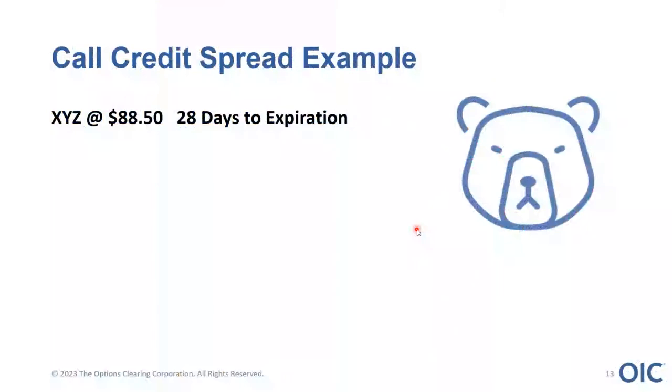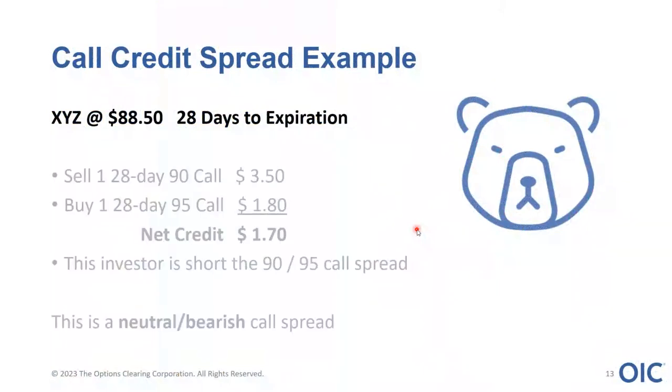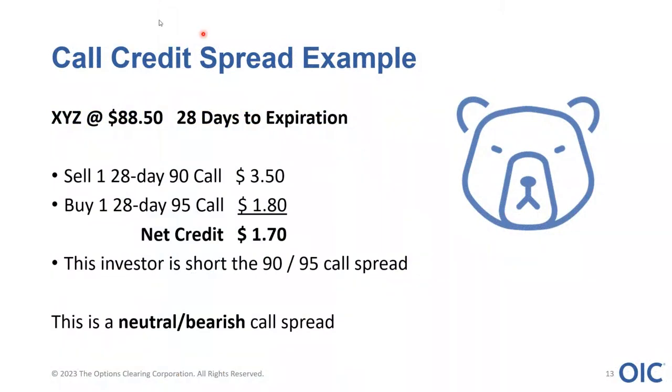Same setup. Stock's trading at 88.5. You've got 28 days to expiration. Pay close attention to what we're doing here. These are different strikes. The 90 and the 95 calls are involved in this call credit spread. Again, this is a credit spread not because of the strikes or where it is relative to the stock price. It's a call credit spread because you're selling this spread, and the option you're selling is worth more than the option you're buying. So you're going to take in a net credit of $1.70 on the 90-95 call spread.